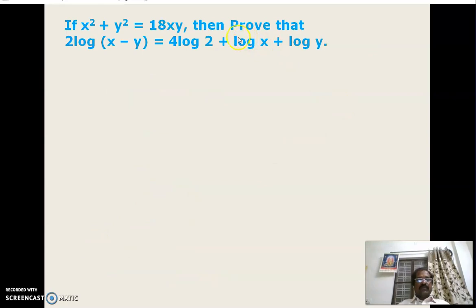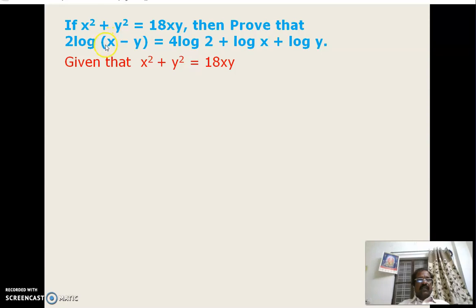Do one more problem. This is to prove that if x square plus y square is equal to 18xy, then prove that 2 log of x minus y is equal to 4 log 2 plus log x plus log y. This type of problem is very important for the SSC annual examination model. So what is the given? Given that x square plus y square is equal to 18xy.